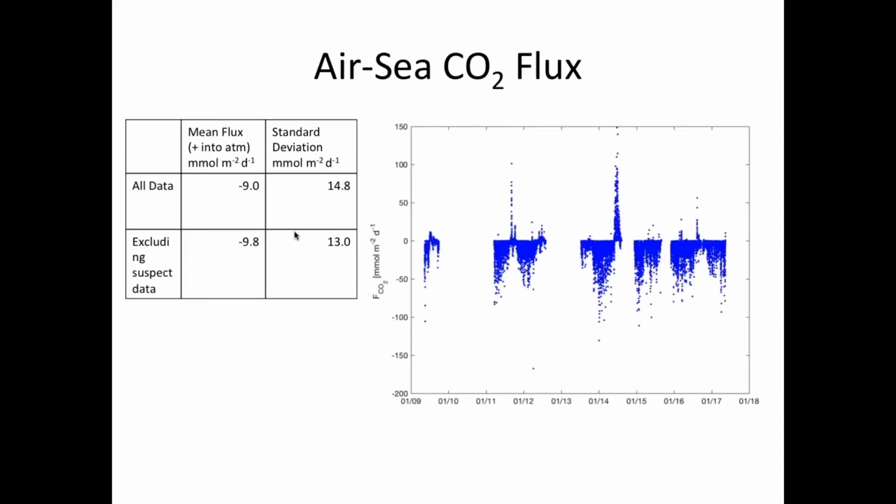So here is the air-sea CO2 flux time series. If I look at it in terms of means and standard deviations, if I use all the data, I get a net flux into the ocean of 9 millimole per square meter per day, with a standard deviation of 14.8. If I exclude the suspect data, I get a bigger flux into the ocean of minus 9.8, with a standard deviation of 13.